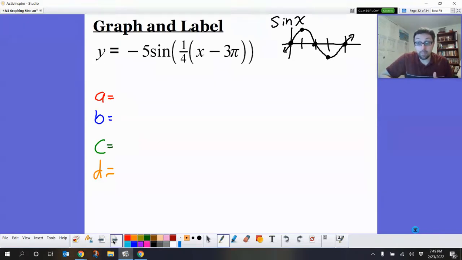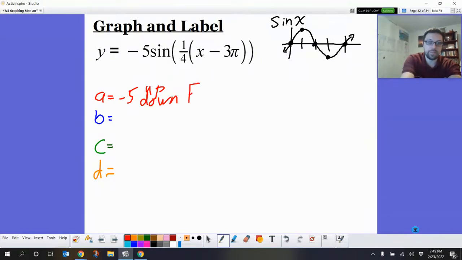In this example, B and C have decided to separate themselves. They're cool with not being right next to each other all the time. So we don't have to do any factoring out. We just need to go through and identify our stuff. Our A value is -5. So that is going to be how far up and down we need to go. However, it is going to be flipped.